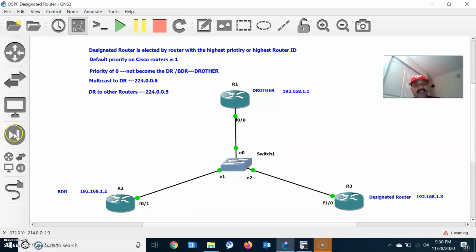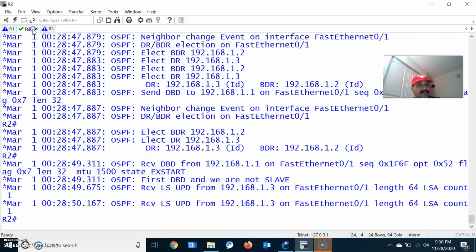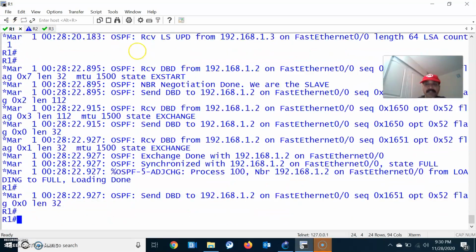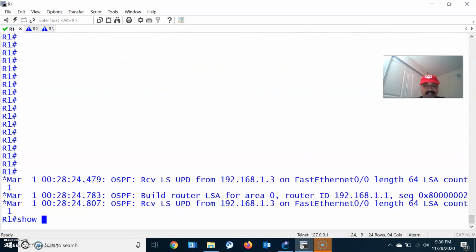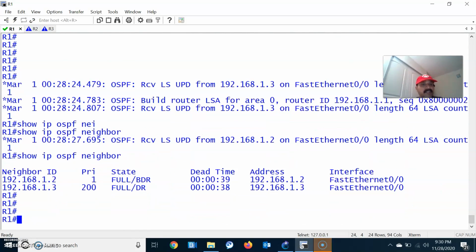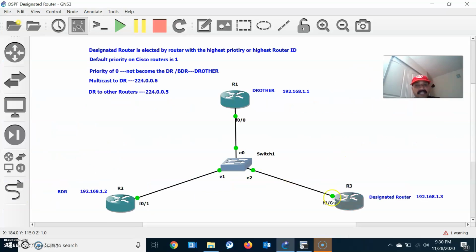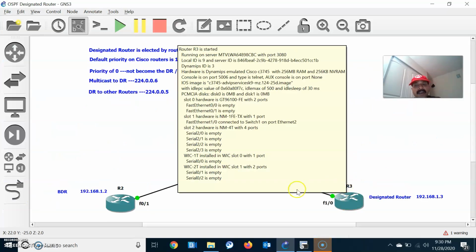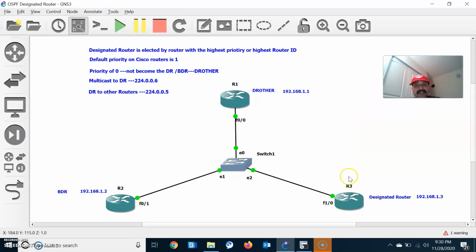What happened? It will clear all the neighbor adjacencies again, and it will try to establish the DR and the BDR election. Now let us go to R1 and check the neighbor relationship. Show IP OSPF neighbor. Yeah, see, it has re-established the DR and BDR roles. Again R3 takes up the DR role, and this one becomes the BDR.